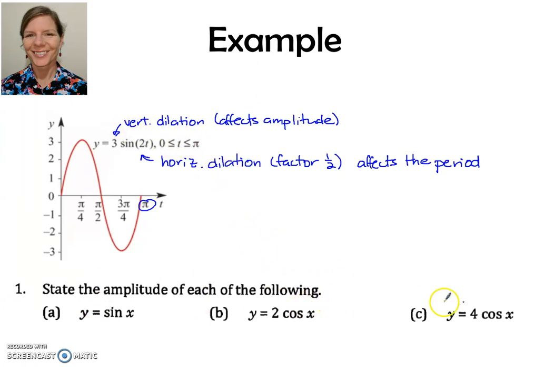Okay, so state the amplitude of each of the following. Your basic y equals sine x, obviously your amplitude is going to be just 1. When it's 2 cos x, it doesn't matter whether it's cos or sine, it's much the same. So the amplitude here, we've got a dilation factor of 2, so that's just going to be 2. And this one is going to be amplitude of 4. So pretty straightforward there. You can actually read the amplitude straight off the equation of the function.